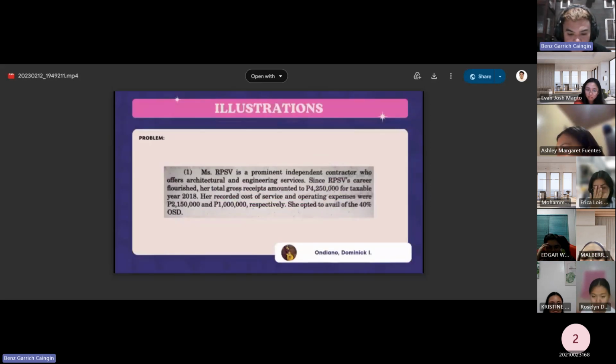So problem number 1. Miss RPSV is a prominent independent contractor who offers architectural and engineering services. Since RPSV's career flourished, her total gross receipts amounted to 4,250,000 pesos for taxable year 2018. Her recorded cost of service and operating expenses were 2,150,000 pesos and 1 million pesos respectively. She opted to avail of the 40% OSD.